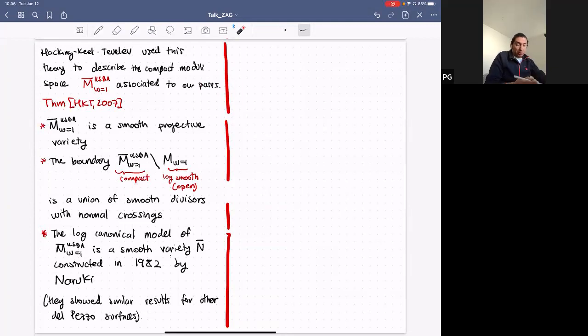Now it's smooth, so you wonder about the boundary. What is the structure of this locus that you are adding at infinity? And the answer is a union of a smooth divisor with normal crossings. So the compactification in some sense is as nice as you want it to be. And because this is a smooth variety and you have this smooth divisor, you can ask about the log canonical model of this compactification. And it happens to be a smooth variety constructed in 1980, I should say, not 82, but 80 by Naruki.